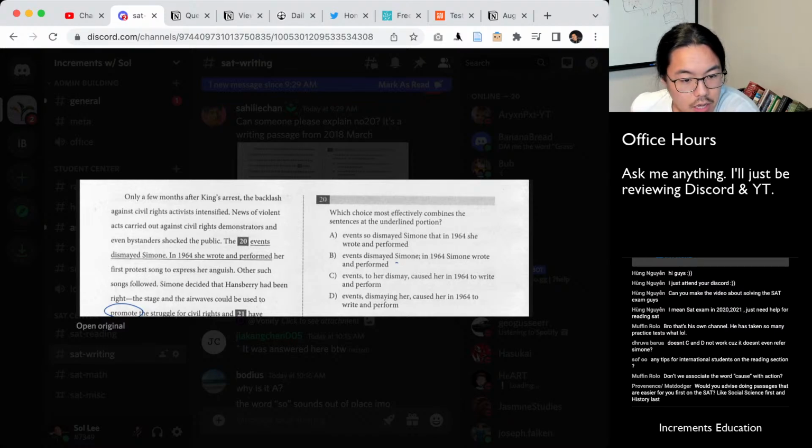Okay, so that's that. If "so that" doesn't sound natural to you, you've got to keep rereading that sentence and other sentences with "so that" until it becomes natural, because it's a completely natural sentence, and to me it sounds completely natural. The event so dismayed Simone that in 1964 she wrote and performed her first protest song to express her anguish. Okay. Yes, Dhruva is asking about it, because "it" doesn't ever refer to Simone.